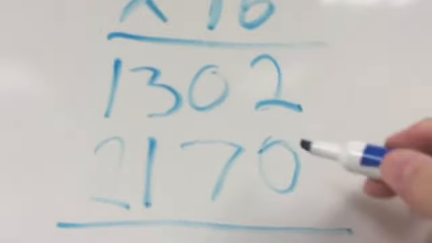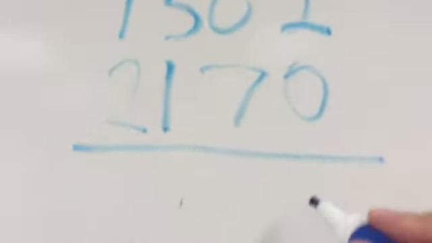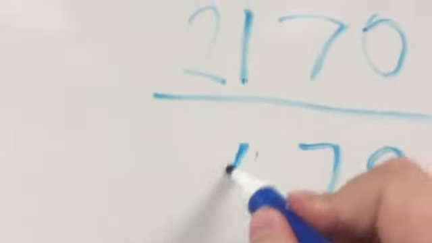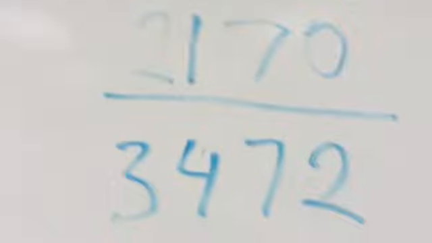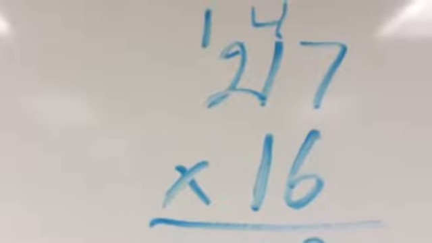And then we just add both of these two rows together. 2 plus 0 is 2. 0 plus 7 is 7. 3 plus 1 is 4, and 1 plus 2 is 3. Therefore, 3,472 is the product of 217 times 16.